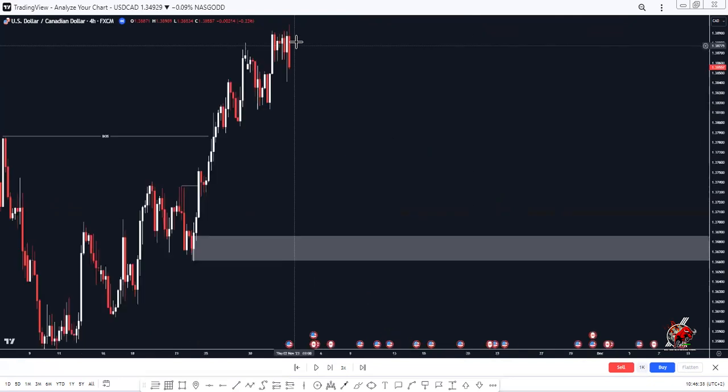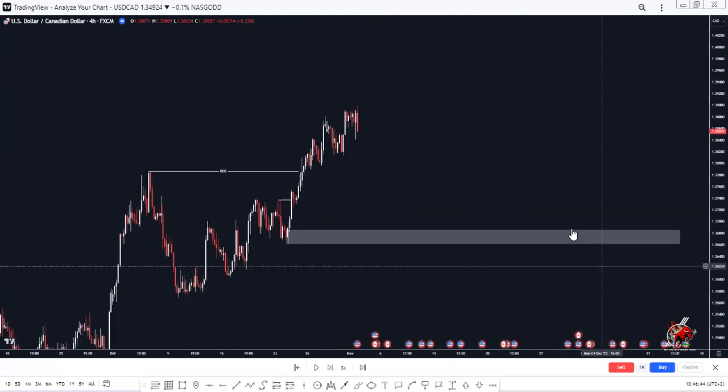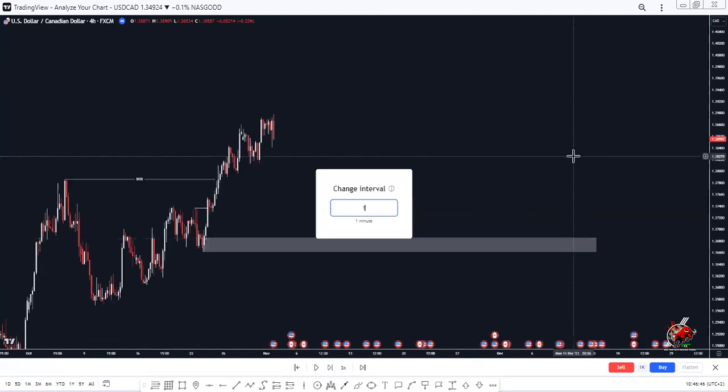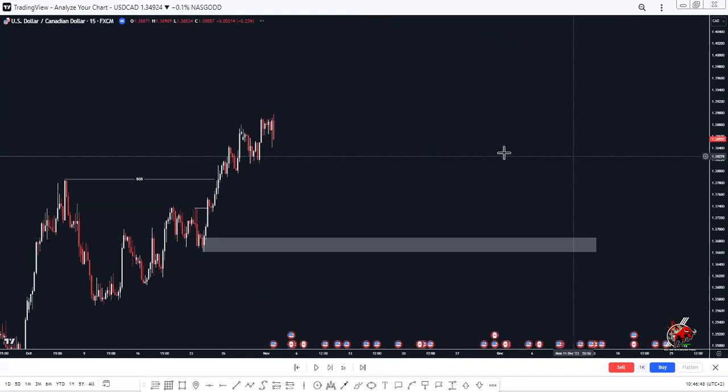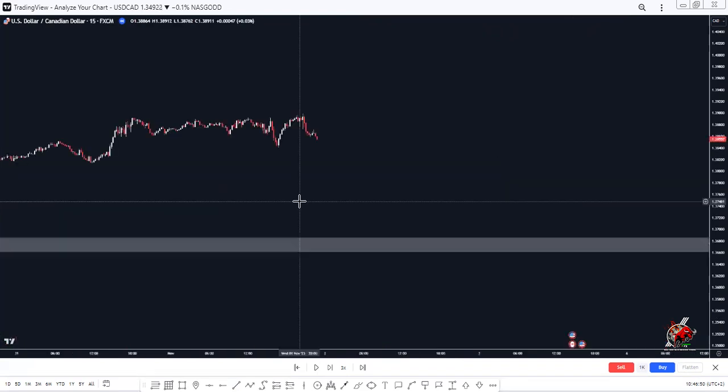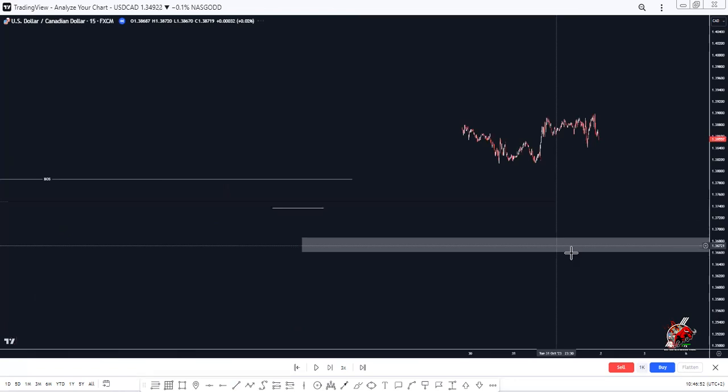So what we're gonna be waiting for is the market to come all the way down here, right? You can still refine on M15. That's what I do, guys.